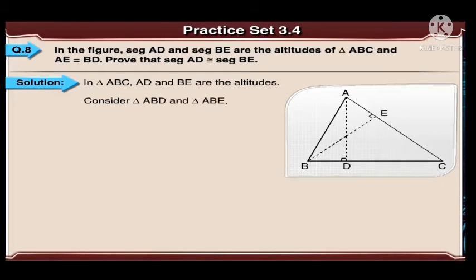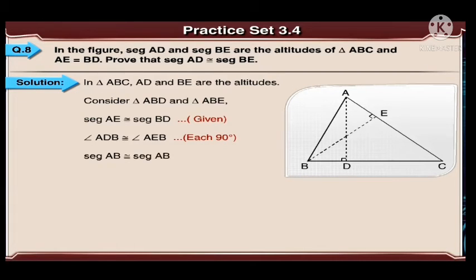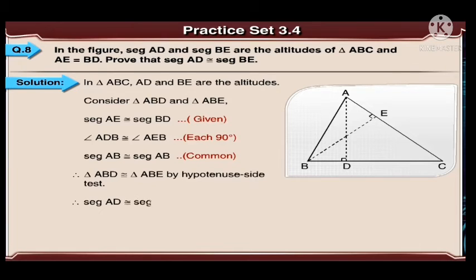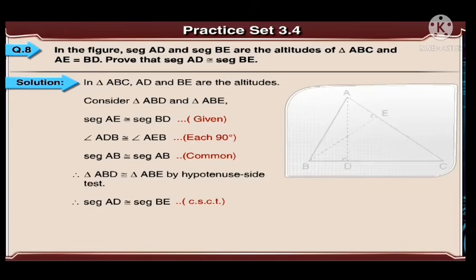Consider triangle ABD and triangle ABE. Segment AE is congruent to segment BD, given in the question. Angle ADB is equal to angle AEB, since each angle is 90 degrees. Segment AB is congruent to segment AB, common side. Therefore, triangle ABD is congruent to triangle ABE by hypotenuse side test. Therefore, segment AD is congruent to segment BE, since they are corresponding sides of congruent triangles.